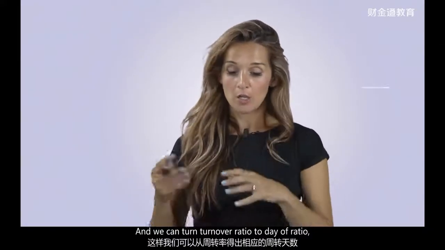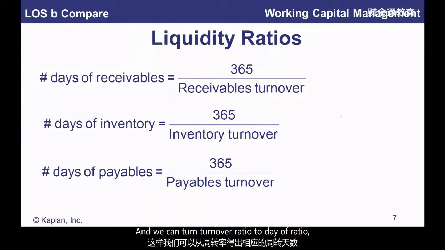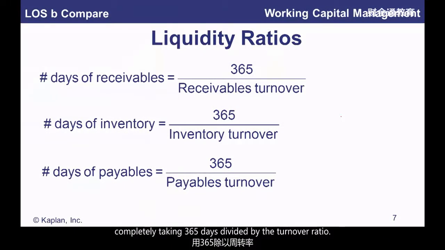And we can turn a turnover ratio into a days ratio by simply taking 365 divided by the turnover ratio. So you can see here 365 divided by receivables turnover gives me my receivable days. 365 over inventory turnover gives me my inventory days, etc. So your receivable days, as I said, if this happened to be 30, then on average it takes my customers 30 days to pay me. So in an ideal world, this number would be fairly low. I want my customers to pay me as soon as possible.